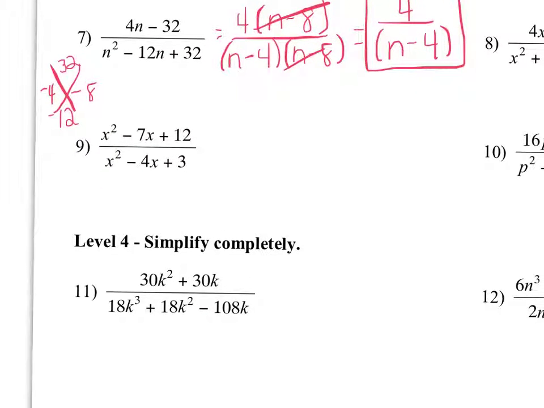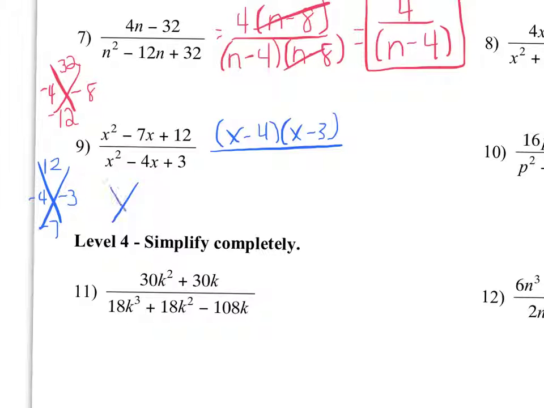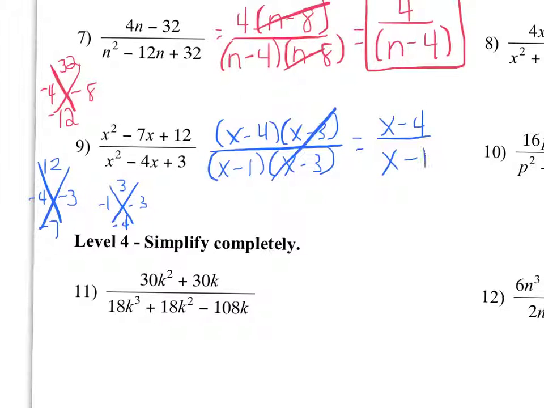On number 9, you're going to factor the top and the bottom. The top, we need two numbers that multiply to give us 12, but add to give us negative 7. That'll be negative 4 and negative 3. So the top would be x minus 4 times x minus 3. At the bottom, we need two numbers that multiply to give us 3, but add to give us negative 4. That'll be negative 1 and negative 3. So x minus 1 and x minus 3. But x minus 3's cancel out. We're left with x minus 4 over x minus 1 for our final answer.